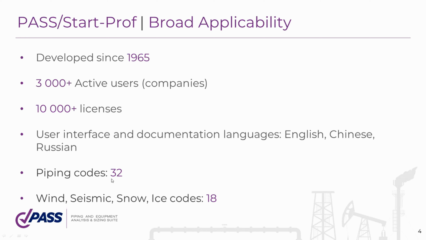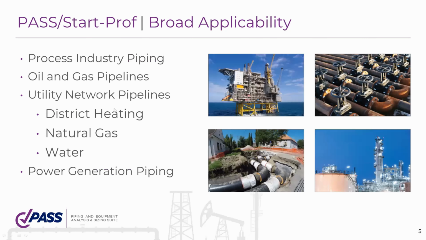START-PROF can perform pipe stress analysis according to 32 piping codes, and it can consider wind, seismic, snow, and ice loads according to 18 codes. The software is widely used in the process industry, in oil and gas pipelines, for district heating networks, natural gas networks, water pipelines, and power generation piping systems.